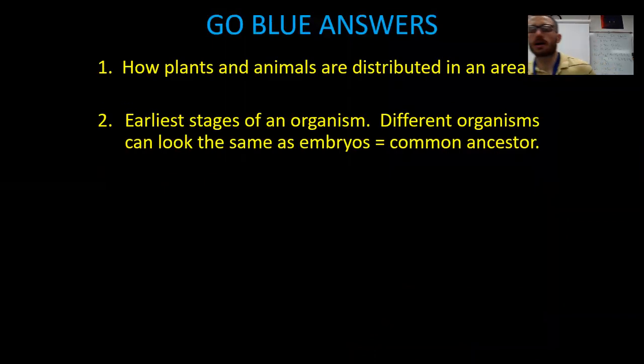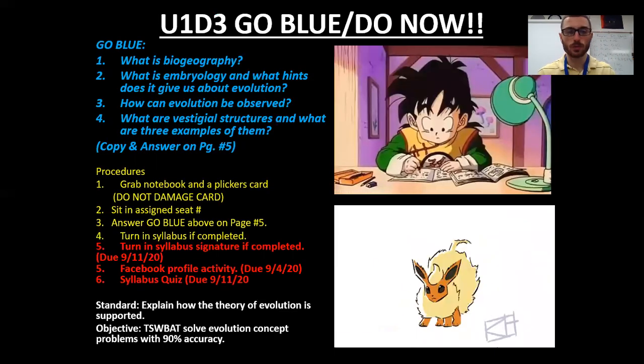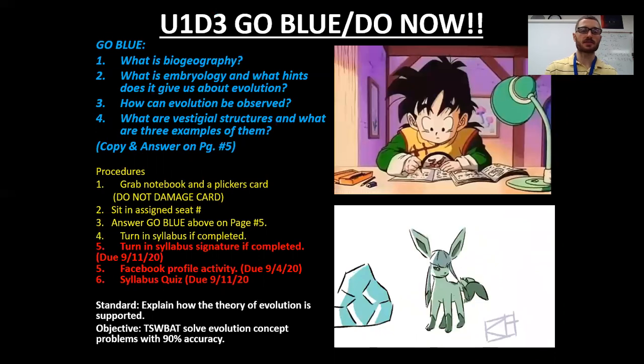So again, just as a reminder, make sure we're filling out our notebooks. Excuse the bell there. You guys are going to be filling these out. That way you can get good grades on your quizzes, use this for your quizzes, and you can get those notebook checkpoints as well, which are just as many points. So very, very important, okay? So how plants and animals are distributed in an area, how spread out they are, and that can impact the way they evolve, right? Now, number 2, what is embryology and what hints does it give us about evolution?